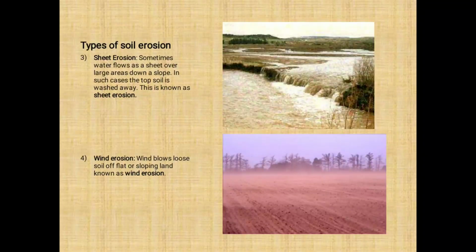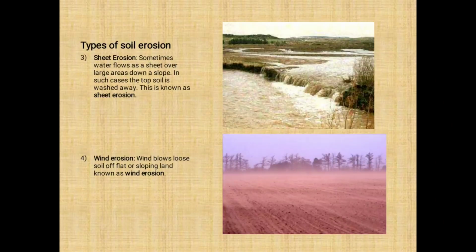Next one, sheet erosion. Sheet erosion is when water flows as a sheet over a large area down a slope. In such cases, topsoil is washed away. After the topsoil is washed away, the particles get detached from one place and move, and settle down in another place, which is called deposition.